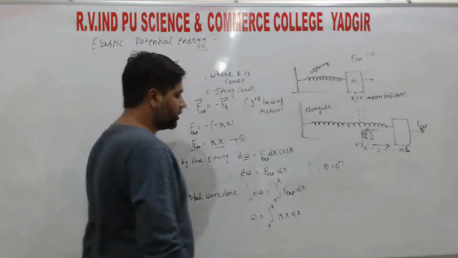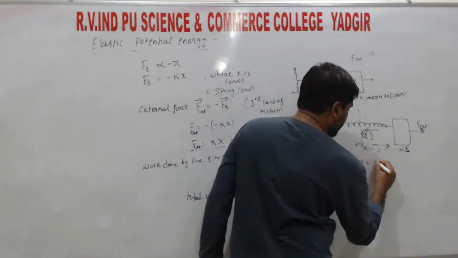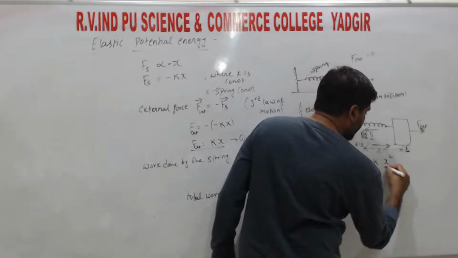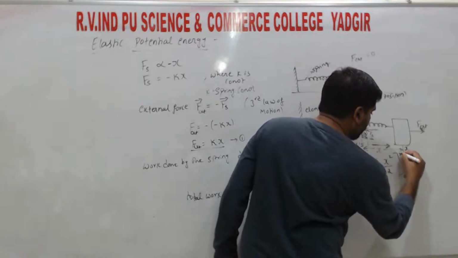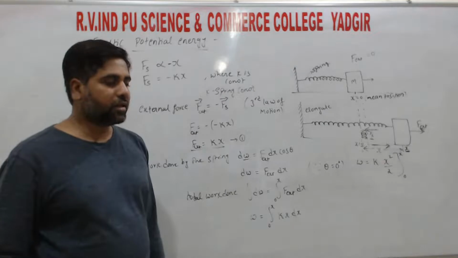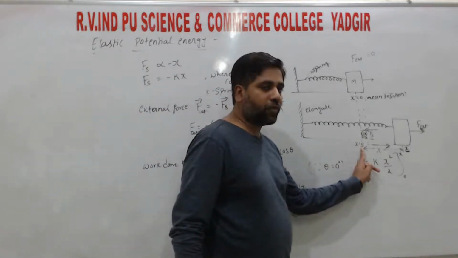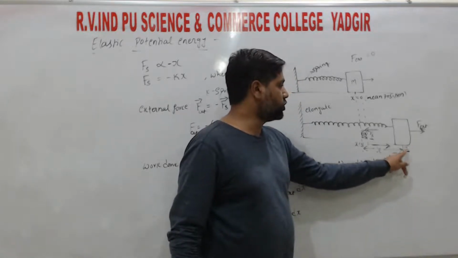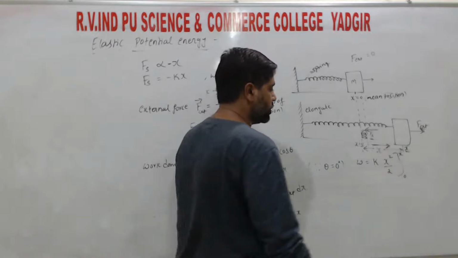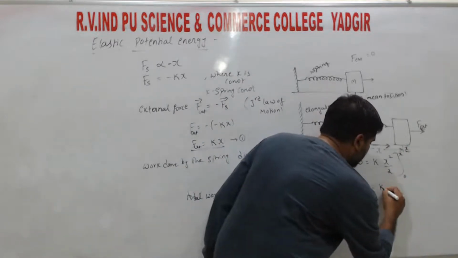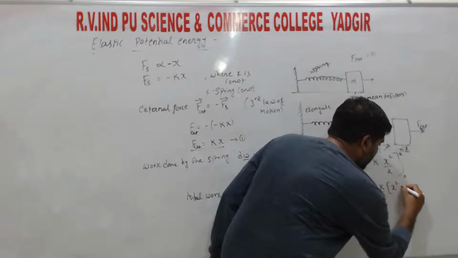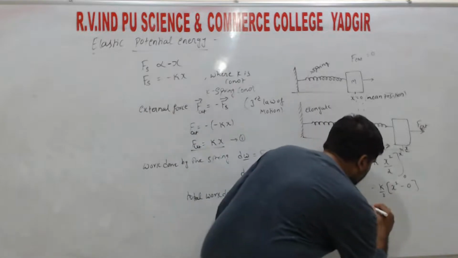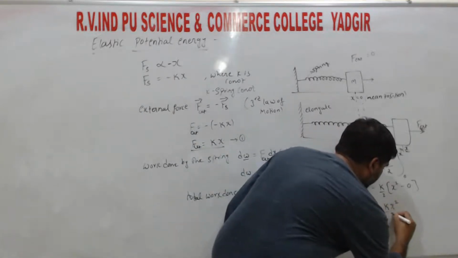So if we integrate this, we get W is equal to, k is a constant so keeping it outside, the integration of x dx, that is x square divided by 2, with limits from 0 to x. We need to calculate the work done from 0 to x. So the limit starts from 0, that is the mean position, to the extreme position. What do we call this position? We call it the extreme position, right? So substituting the limits, k by 2, first we substitute the upper limit minus the lower limit, right? So the work done W is equal to kx square divided by 2.